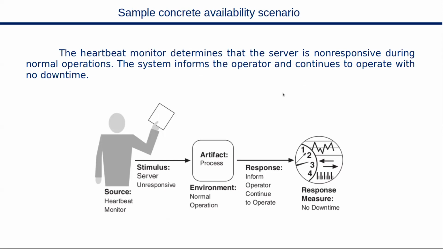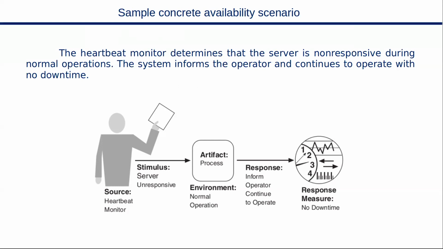For example, it will sound like this. The heartbeat monitor determines that the server is non-responsive during normal operation. The system informs the operator and continues to operate with no downtime. Based on this information, how can we build our concrete availability scenario using the general one?